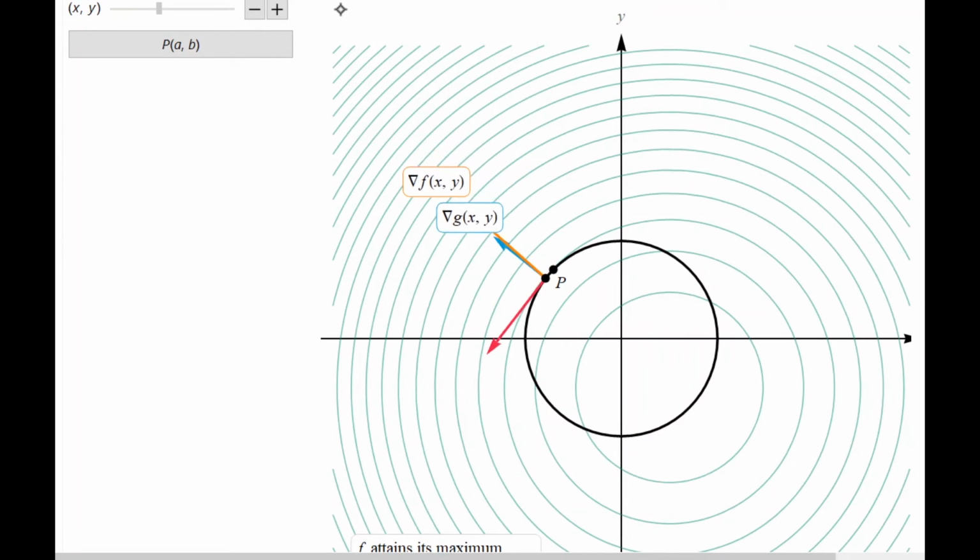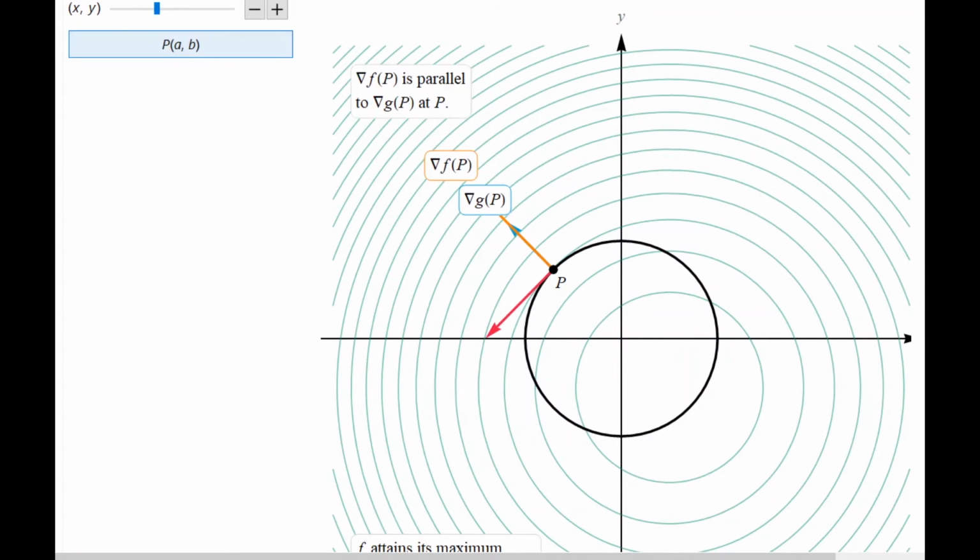So once we reach the point P where the function has an extrema, then the gradient of f and the gradient of g are parallel. The gradient of g is orthogonal because it's always orthogonal to the constraint curve. When you reach an extrema, the gradient of f is also orthogonal at that point.